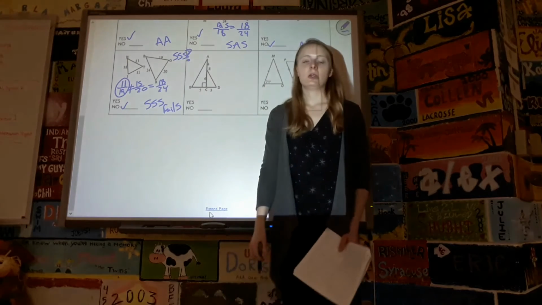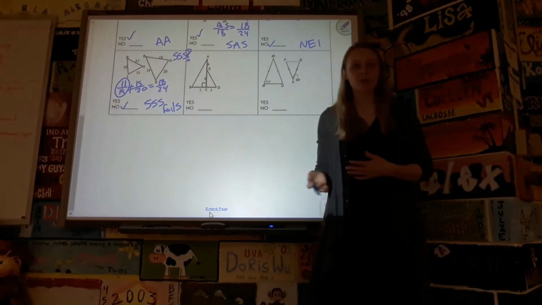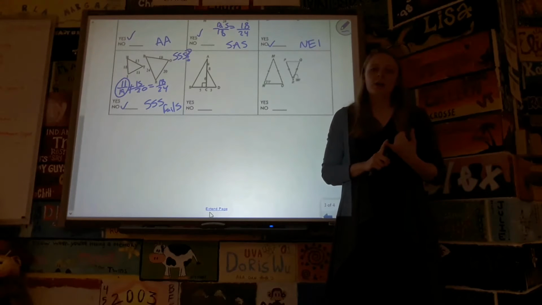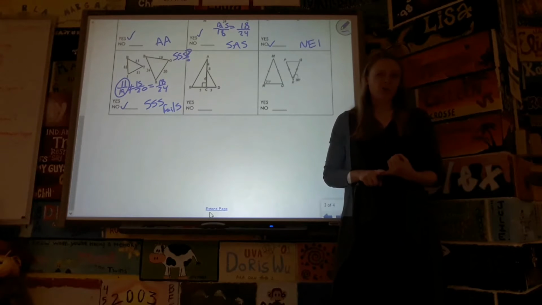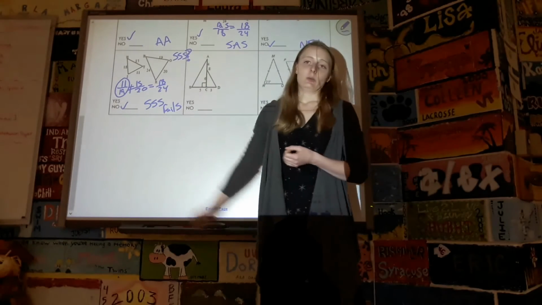The rule fails. So when you guys answer no, there are two reasons why you would get follow up or explain why. It's no, I can't prove they're similar because there's not enough information, or no, they're not similar because the rule I used didn't work.